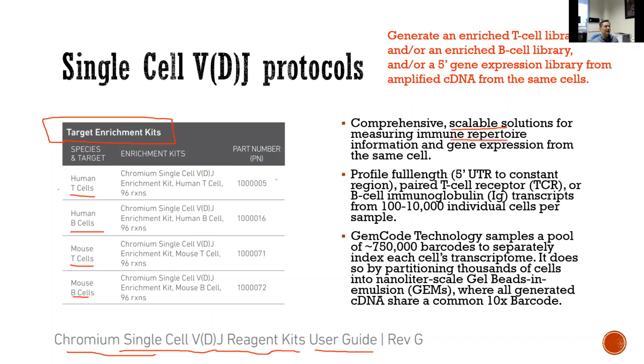for T cell and B cell. So for T cell receptors, and for B cell, immunoglobulin transcripts. At the same time, you can have gene expression, single cell RNA-seq gene expression for other genes, not only for receptor genes. If you do this combined, you have both information.